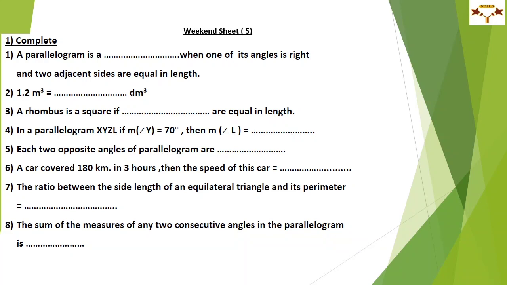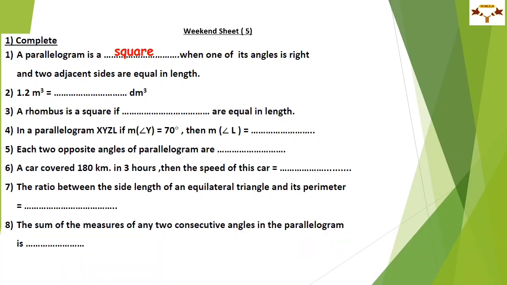Complete. Number 1. A parallelogram is a square when one of its angles is right and two adjacent sides are equal in length. So here I have two conditions. When I have two conditions, the parallelogram is a square. So the parallelogram is a square when one of its angles is right and two adjacent sides are equal in length.